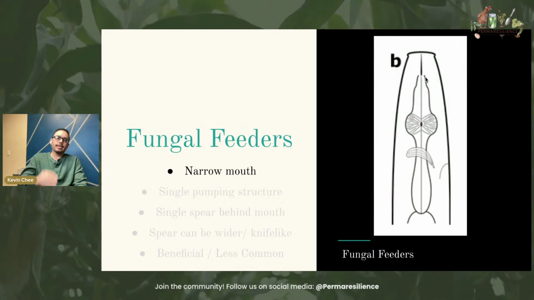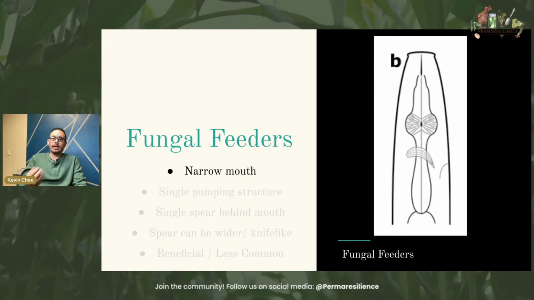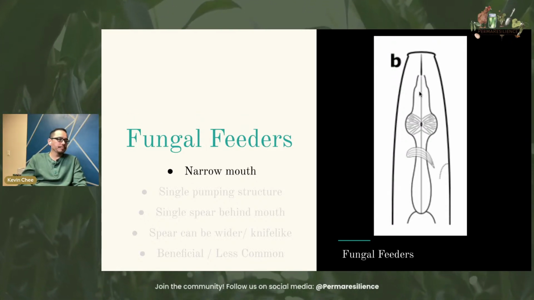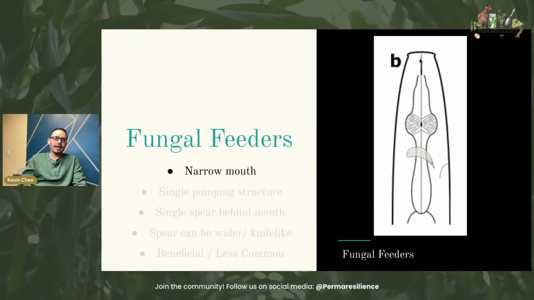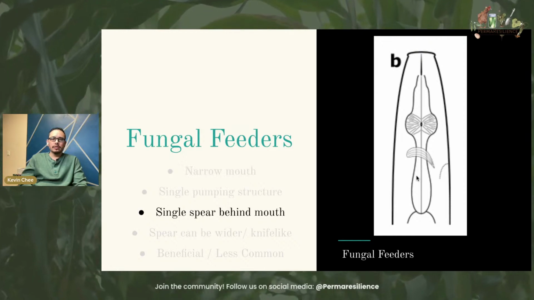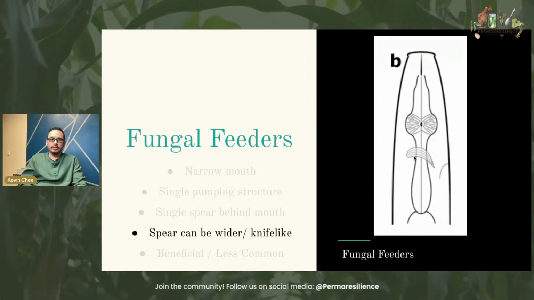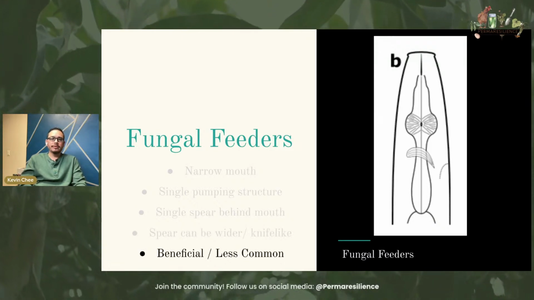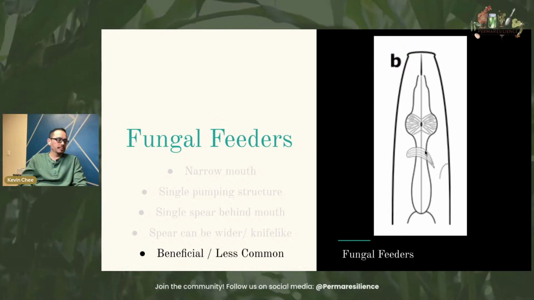And that's used to stab inside the bodies of fungi and extract the internal plasma that the fungi produce. The spear can also be slightly larger, almost knife-like. And these fungal feeders are usually a little less common in most soil systems, but we will see these. They can also get quite large as well. I've seen some very large fungal feeders in soil systems.